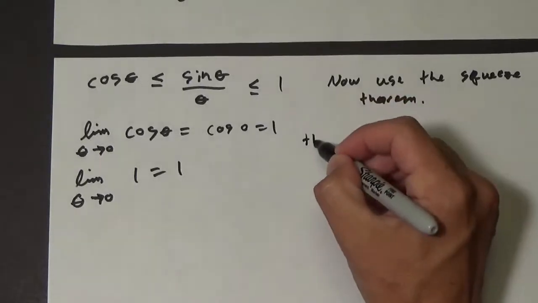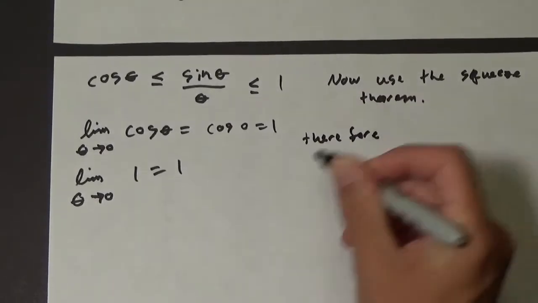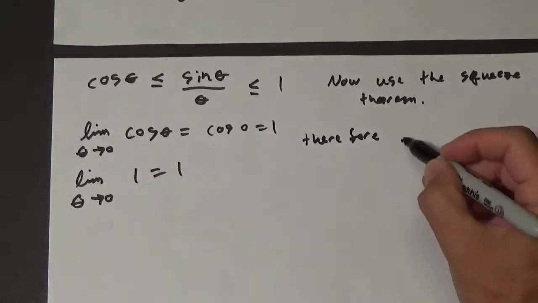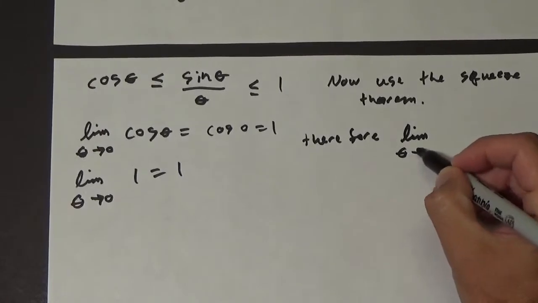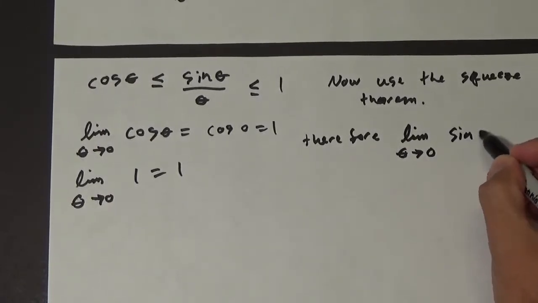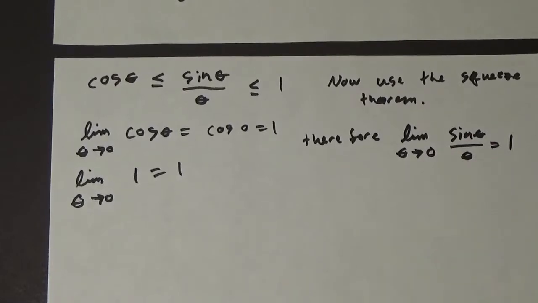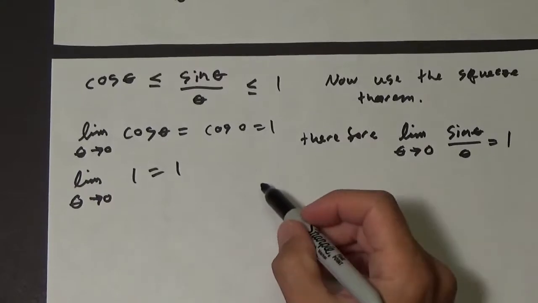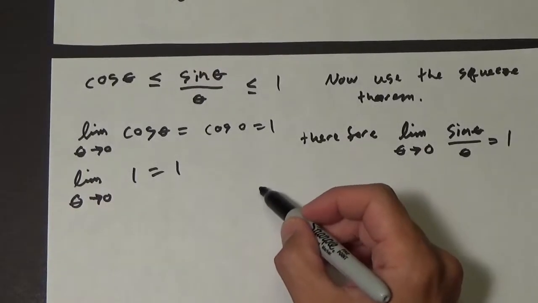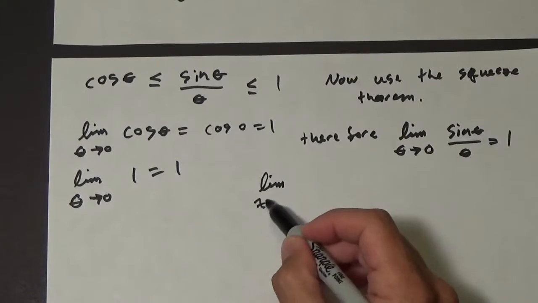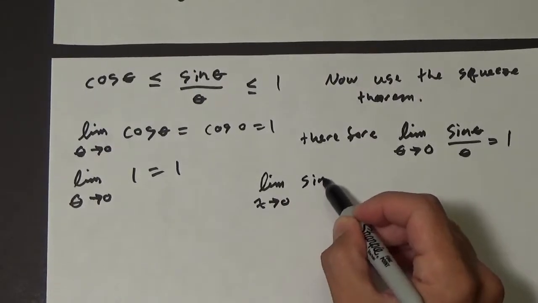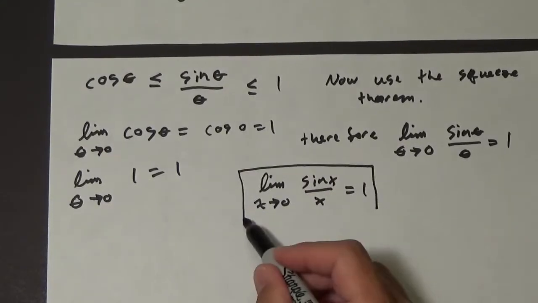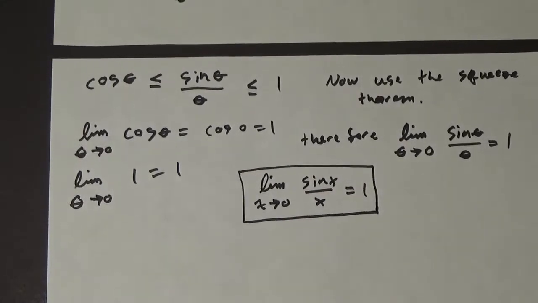Well, therefore, if this is true and this is true, and the sine of theta over theta is always between these two, we can say that the limit as theta approaches 0 of the sine of theta over theta equals 1. And so there you go. There is our first special limit. The limit as x approaches 0 of the sine of x over x equals 1. It's pretty exciting.